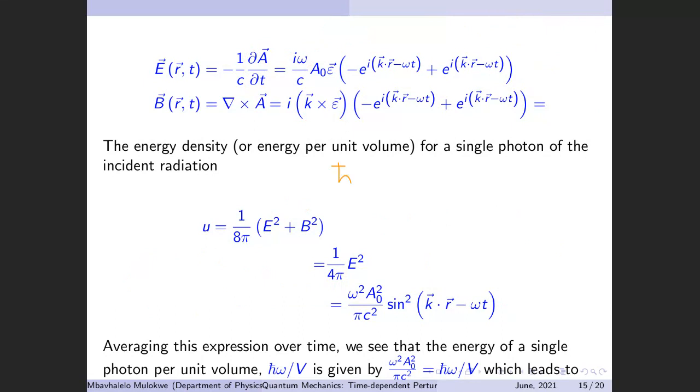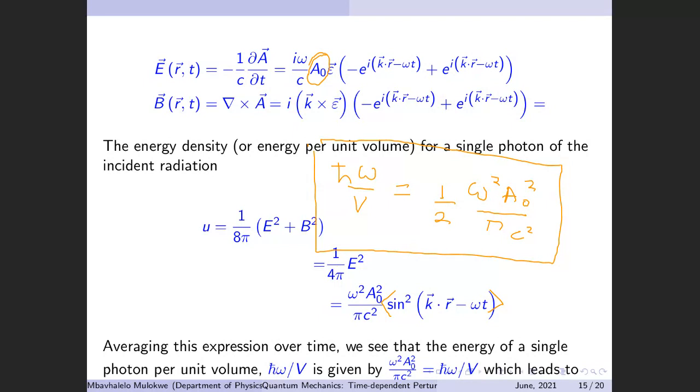the equation for the energy per unit volume, which you can get from just averaging out the time average of the sine squared, which gives you a half. So this just gives you half omega squared A naught squared over pi C squared. Remember that we didn't really know that coefficient A0, and then from this relation, once you equate these two equations, you can solve for what A0 is.